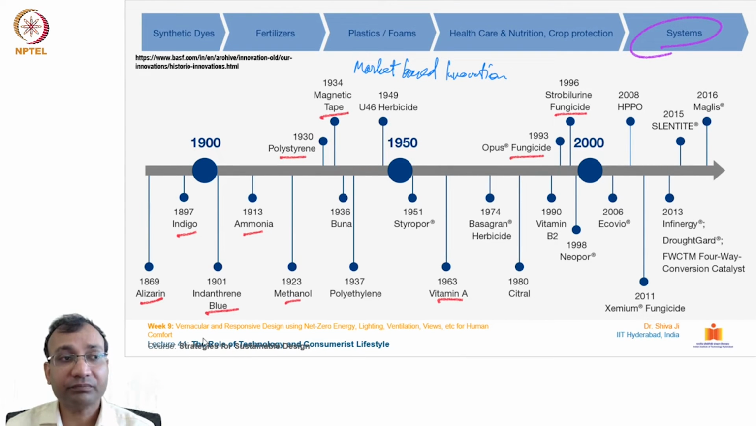Starting from alizarin, then indigo, this dye was created by this company. Then an improved version of this color was launched later on. Then ammonia, then methanol was also invented by this company. Polystyrene, magnetic tapes, vitamin A, fungicides and several other things. So you see they have listed these disruptive, innovative products, techniques and technologies that this company has developed over the years.